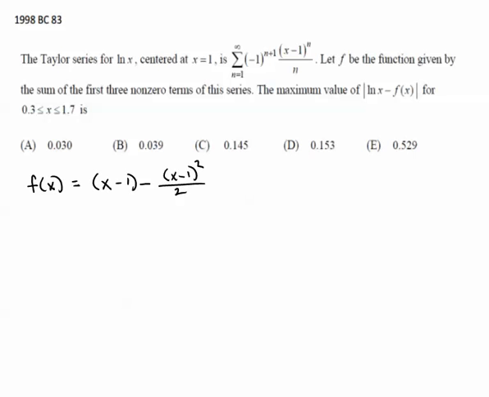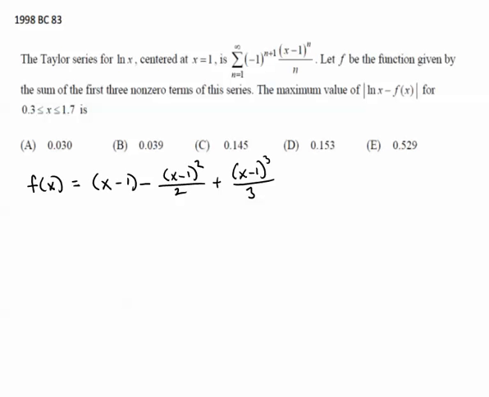The third term, n will be 3, so 3 plus 1 will be 4. We'll have a positive term, and it will be x minus 1 to the third power over 3. So that by definition is f of x. And f of x is the approximator of ln of x. And what we want to do now is we want to see what is the maximum difference between those two.